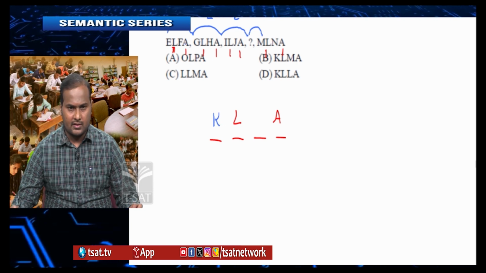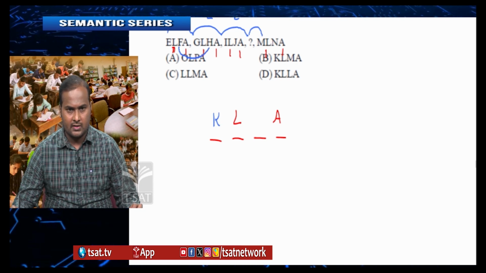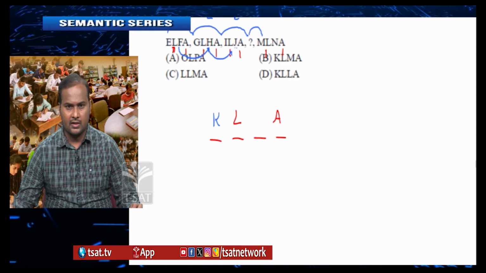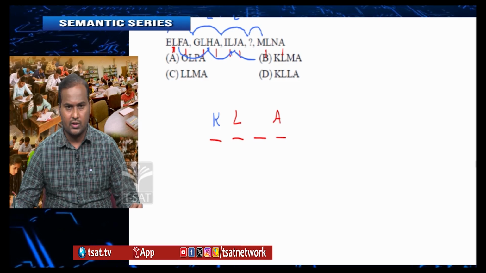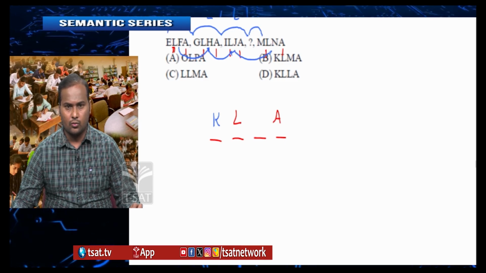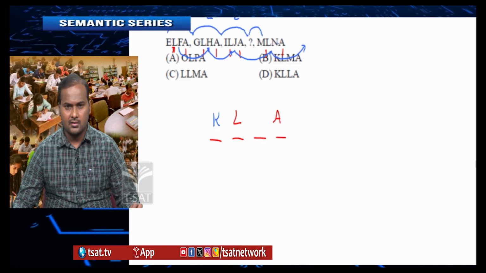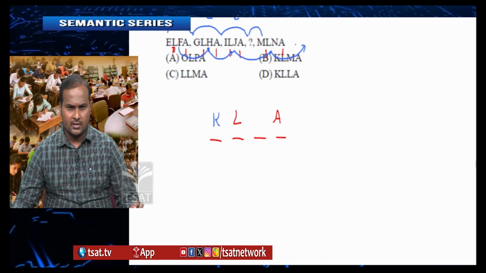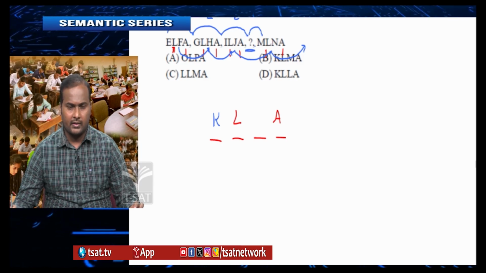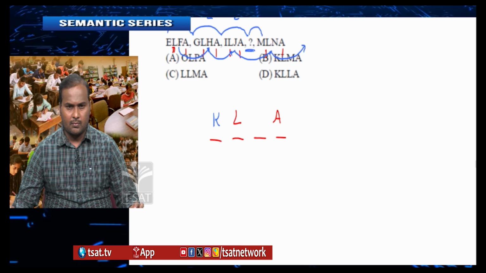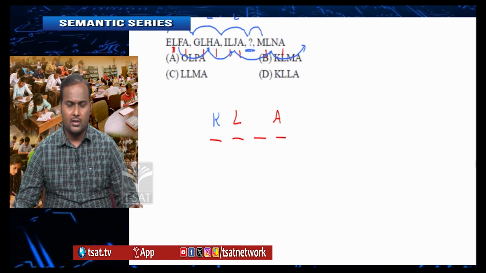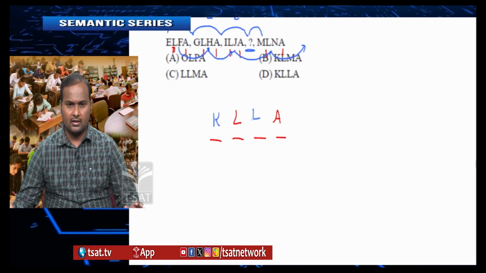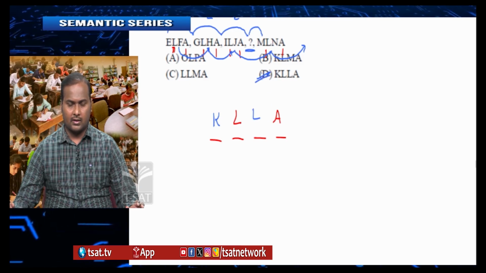So the next series, we will see the next series. Here it is F, it is H. So F to H it is increasing by 2, H to J also it is increasing by 2. Again J to N is also increasing by 2. So obviously what is the next increase? Sorry, here we need to find out the answer, right? So obviously here J, J plus 2, J is 10, plus 2 is 12. So your answer is L. So your answer is K, L, L, A. So your answer is option D.